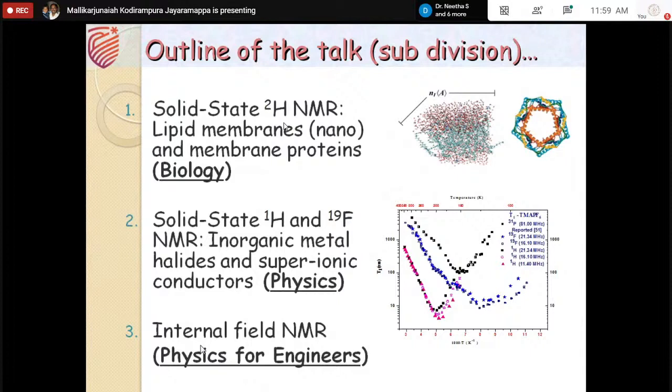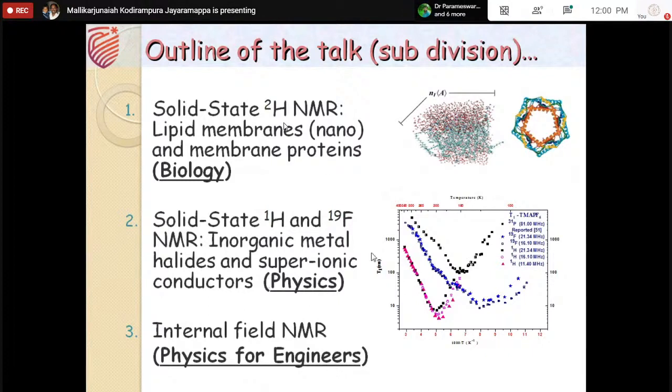The first system is lipid nanomembranes or lipid nanomaterials, and how we can apply solid state NMR to lipid nanomaterials and to understand membrane proteins. They are internally connected to the mechanosensitive channels associated in the body. How do they work? That is our first talk.